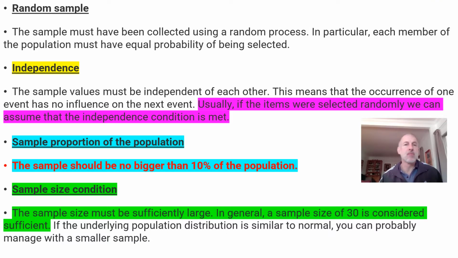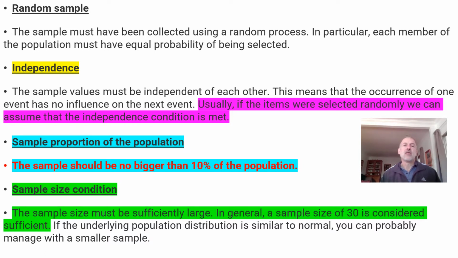So extremely important whenever you're doing research, even in statistics, people, random sampling is extremely important. The sample must have been collected using a random process. In other words, where you throw all the numbers in a hat and draw one. You know the random process. In particular, each member of the population must have equal probability of being selected. The moment that that's not true, then it's not random sampling.